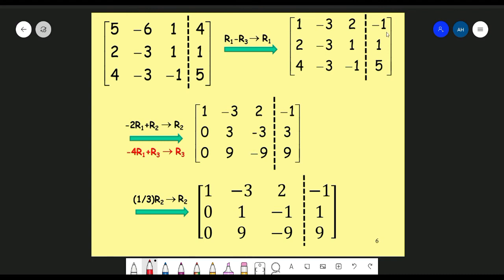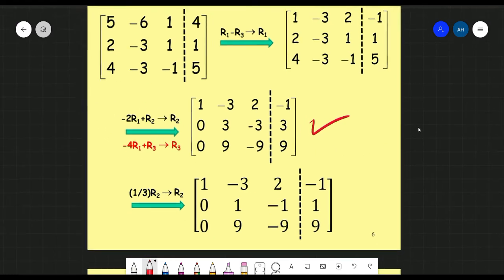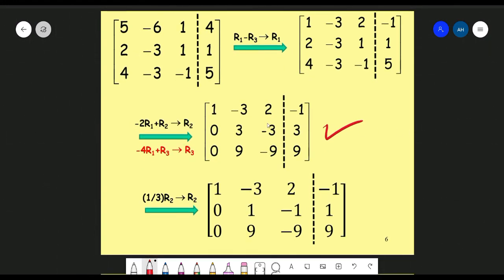Now let's check the last number in row number 3. Negative 4 times negative 1 will be positive 4. 4 plus 5 is 9. Okay, so we have checked that this matrix is correct. Now let's check again whether we have fulfilled the target for this matrix. It seems not yet, especially in row number 2. You see here we have 3. We are supposed to have our leading 1 in this position, so we can divide by 3.